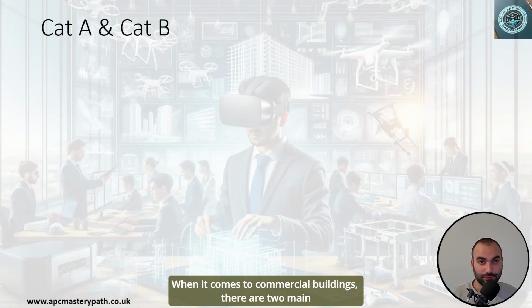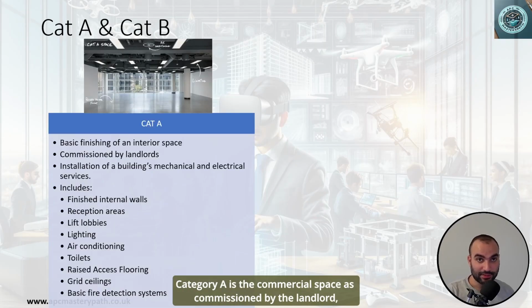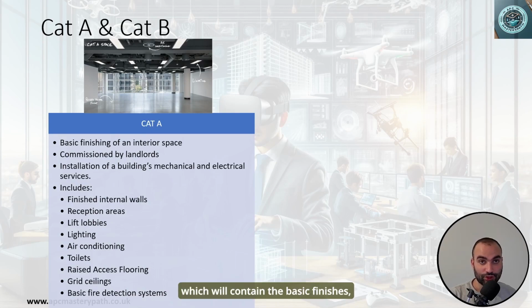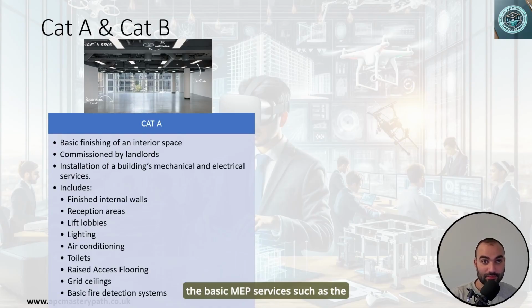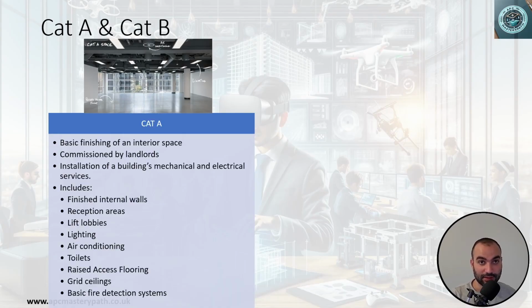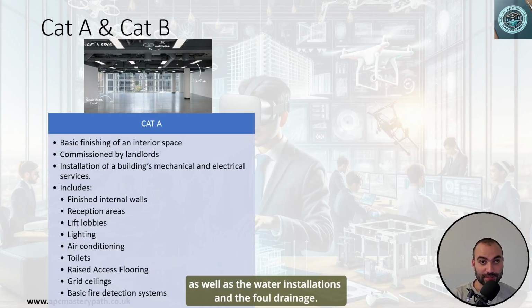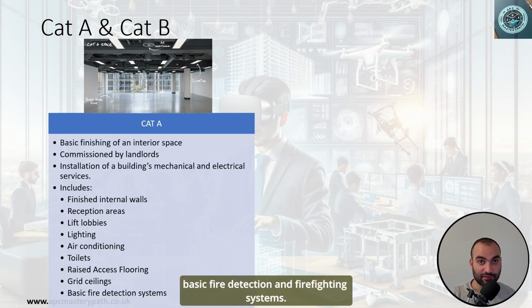When it comes to commercial buildings, there are 2 main categories that any quantity surveyor has to be aware of. So Cat A and Cat B, or Category A and Category B. Category A is the commercial space as commissioned by the landlord, which will contain the basic finishes, the raised access flooring if applicable, the basic MEP services such as the ventilation and air conditioning, the lighting, as well as the water installations and the foul drainage. This is going to be in addition to the basic fire detection and firefighting systems.